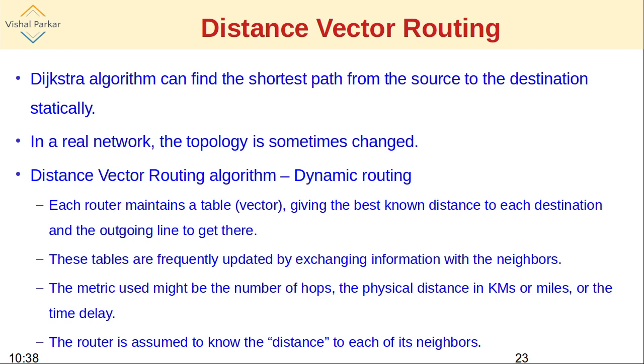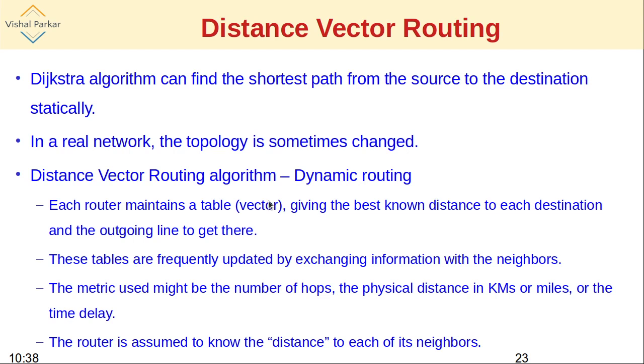And that's why we need to resort to the second category of adaptive or dynamic routing algorithms. So today we'll see two such algorithms. One is called the distance vector routing, and the second is the link state routing. So the first, distance vector routing algorithm, obviously it's a dynamic or adaptive routing algorithm. Here in this algorithm, each router maintains a vector or table which contains the best known distance to each destination and the outgoing line along with that distance.